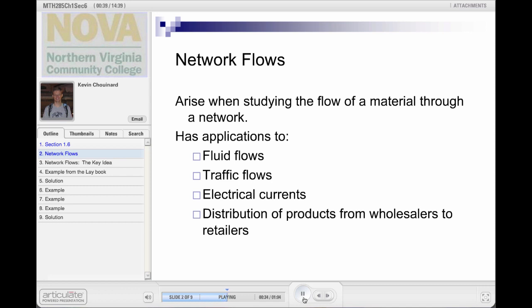Network flows arise when you're studying the flow of one particular type of material through a network. This could be fluid flow, it could be traffic flows, it could be electrical current, it could be distribution of products from wholesalers to retailers. Any situation where you have junctions and you have things moving through a network grid controlled by those junctions, a network flow is appropriate.